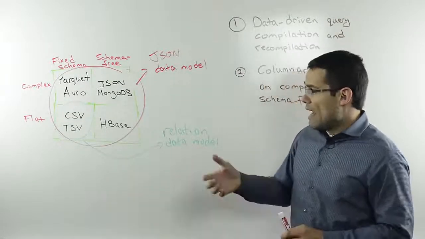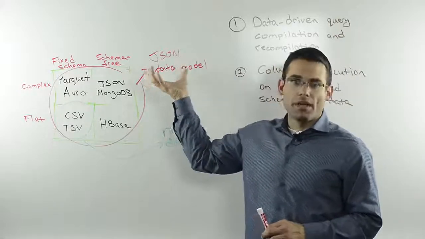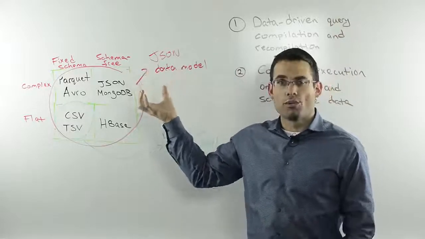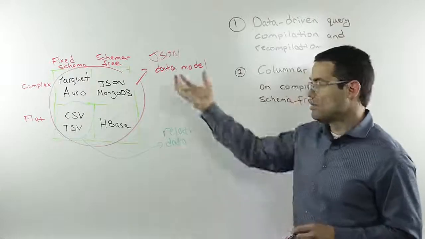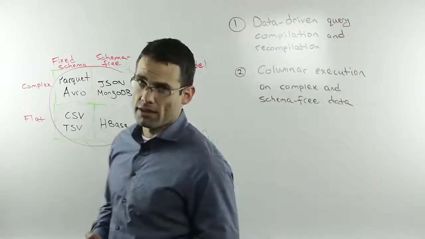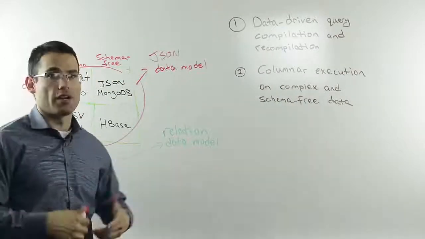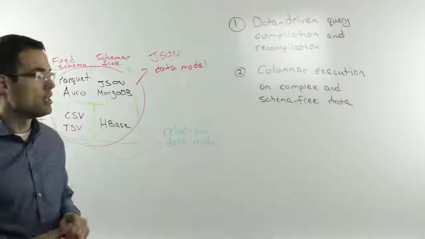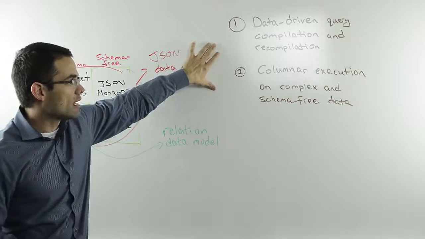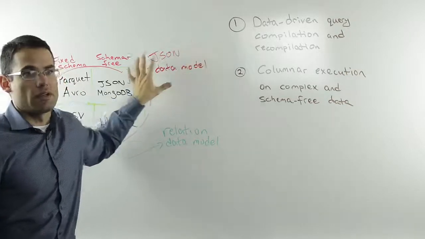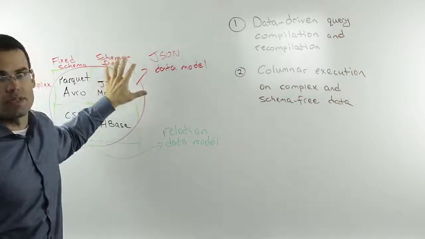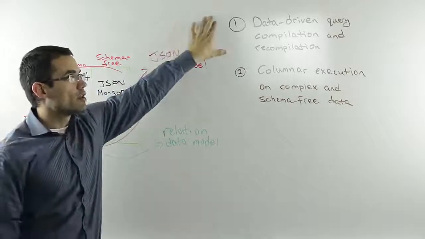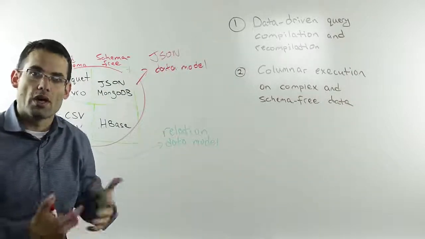And so how do you get this kind of flexibility, though, and not sacrifice performance? That's what a lot of people ask me, right? Is how do you do that? Because it would be easy to do this in a trivial kind of interpreted way and achieve low performance. And so Drill does 2 things that enable it to run very, very fast with this kind of data model. The first thing is what we call data-driven query compilation and recompilation.